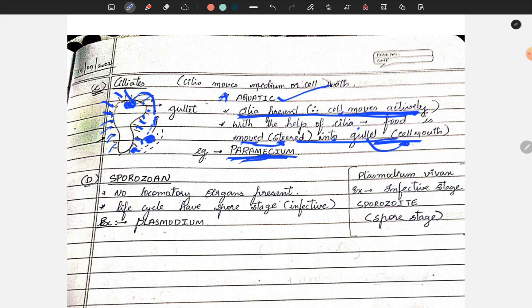Now coming to last, sporozoan. See, guys, in sporozoans no locomotor organ is present. The life cycle has a spore stage which is infective. Example is Plasmodium. This life cycle will be explained in human health and diseases. I will explain those in the later chapters. Now, an example of sporozoan is Plasmodium vivax. The infective stage is also called a sporozoite. Sporozoite is nothing but a spore stage. Life cycle of spore stage, right? One example is sporozoite, which is present in Plasmodium vivax.